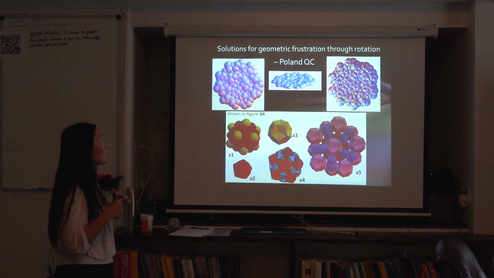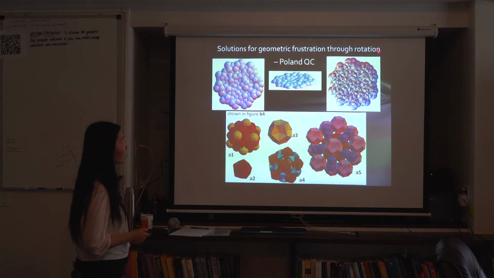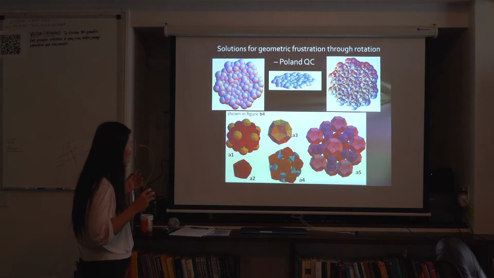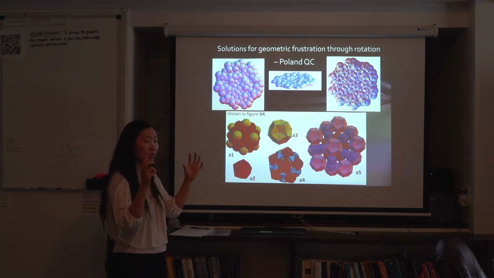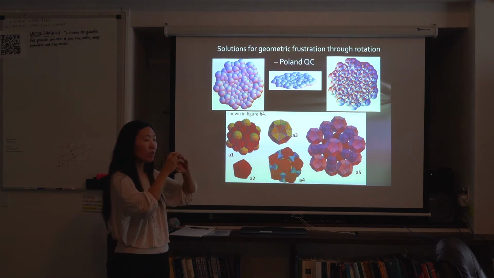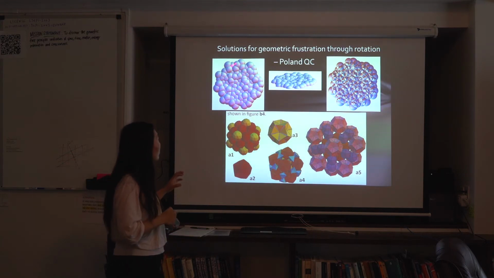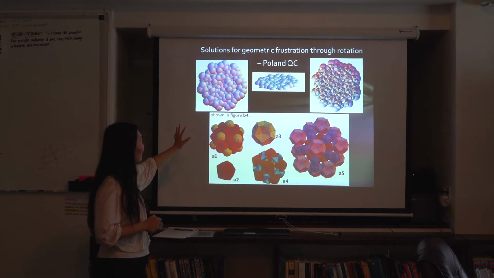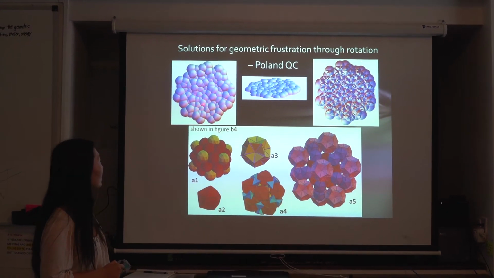And so then, this is the main part. The solution for the geometric frustration through rotation, which is the polar quasi-crystal. It's hard to visualize, but just visualize the 4-dimensional quasi-crystal as intersecting 3-spheres, like balls. And these balls kind of look like this. I just made it look like this to give you some kind of visual idea of what they look like.